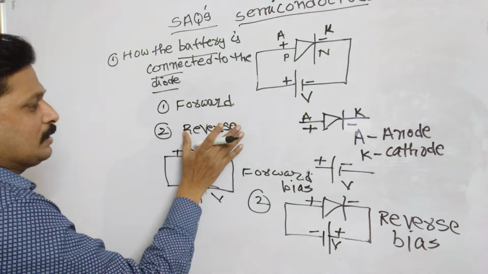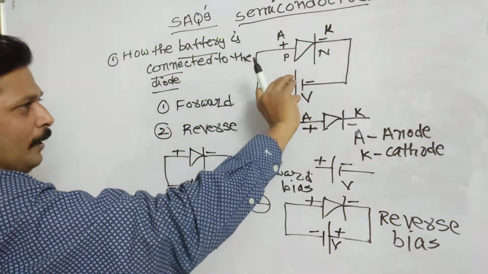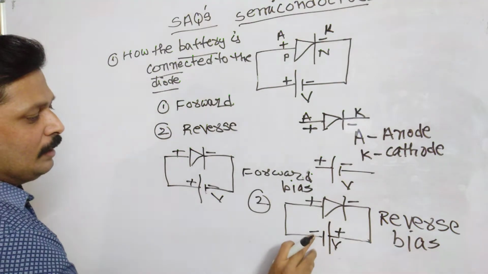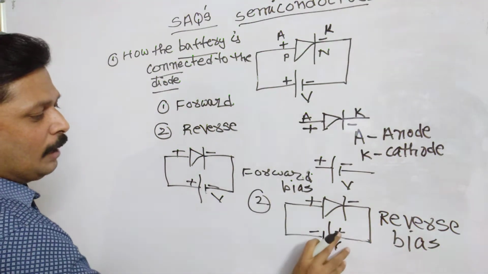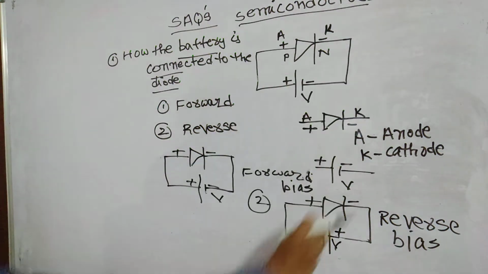The second one is called reverse bias. What is reverse? The supply or the applied voltage is reversed. In what way? Negative is connected to the positive and positive is connected to the negative. That indicates reverse bias. Just by presenting these points, we are scoring 4 marks in the exam.